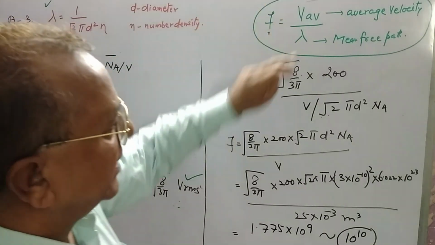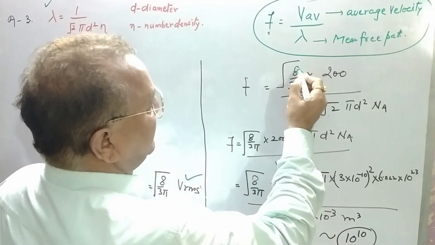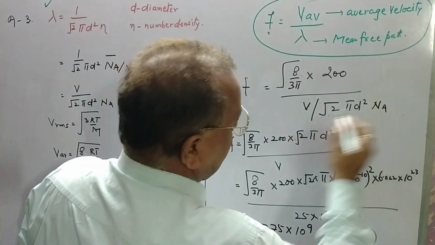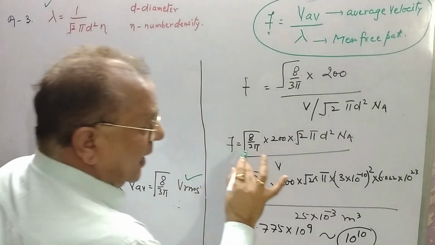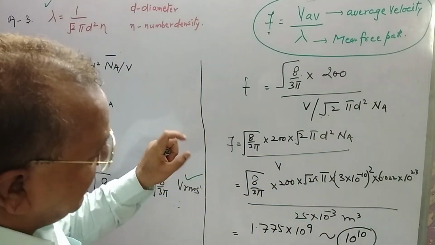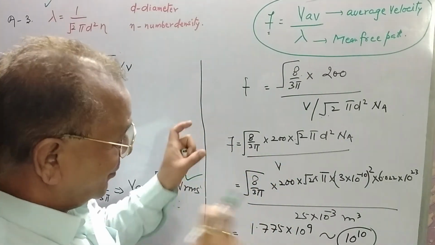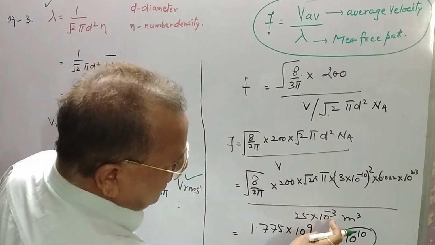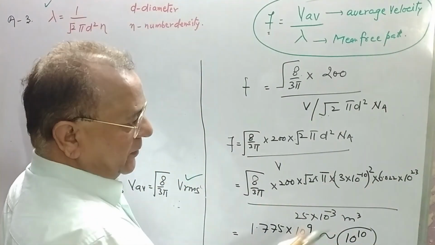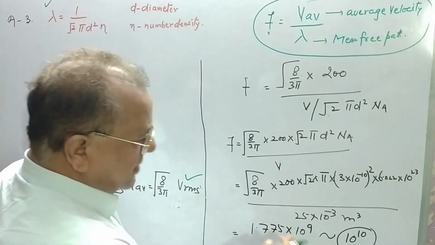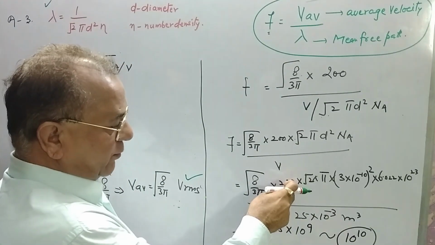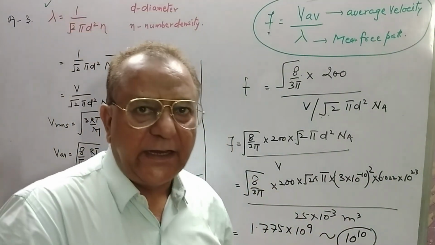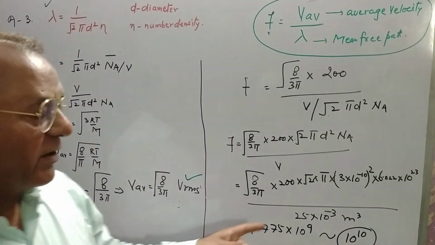Now put these values here. You'll get V average, root of 8 upon 3 pi times 200, V upon root 2 pi d square Na. Here be careful. The examiner just wants to check whether looking at numbers you get confused or you are able to work it out. It's very easy. 3, 26, 20, so around 6 and some numbers. 8, 10 to the power 8, and then you work out. Actually the answer should have been 10 to the power 9, but the nearest answer is 10 to the power 10.